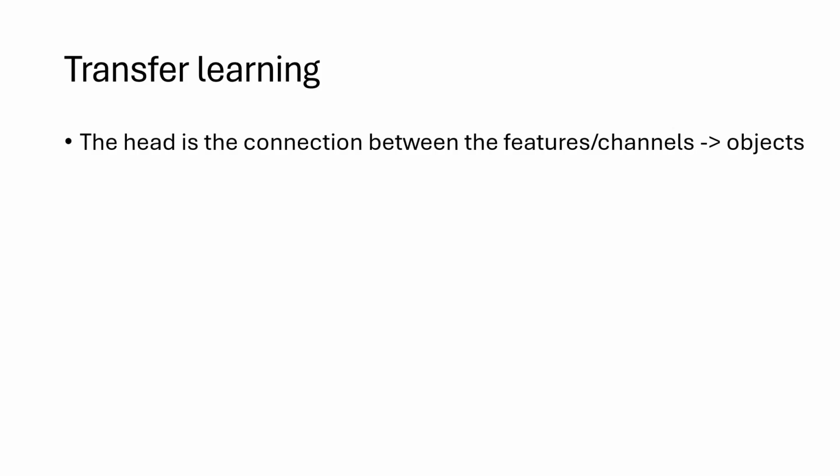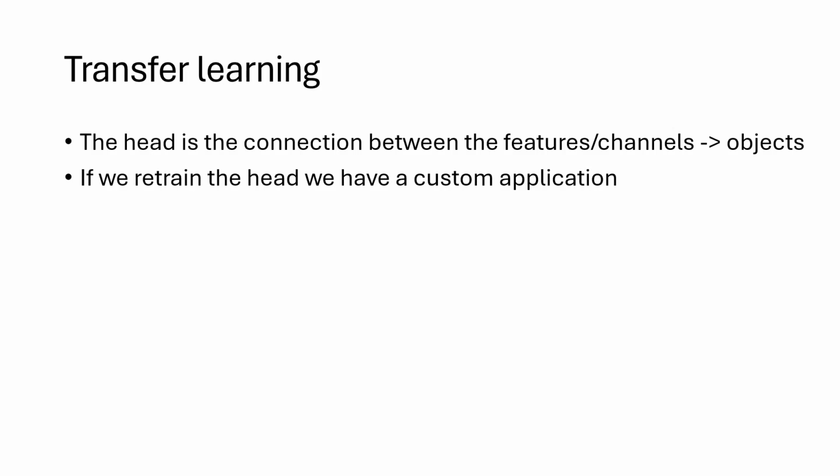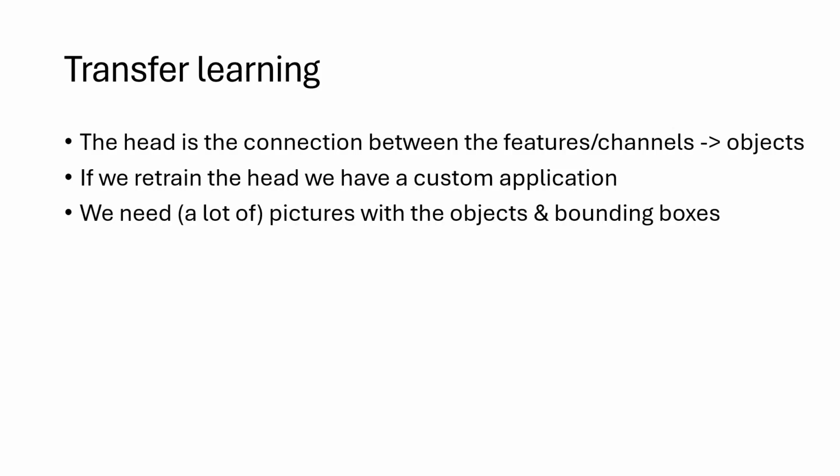So, how does transfer learning work? It's actually quite simple. The head is the connection between the features, the channels, and the objects. So if we retrain the head, we have a custom application. The only thing we need to retrain the head is a lot of pictures with the objects and the bounding boxes. So you have to have a lot of pictures where you already said, there's the object with this rectangle around it, and that's the bounding box. If you've got that, then the step of retraining the head is actually quite simple. I'm not explaining it here; you can find a lot of tutorials online.